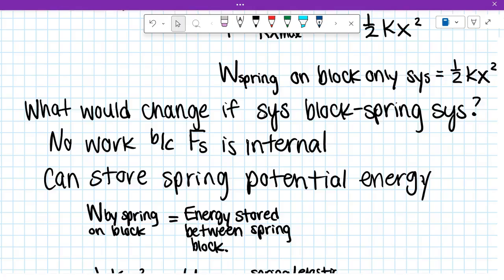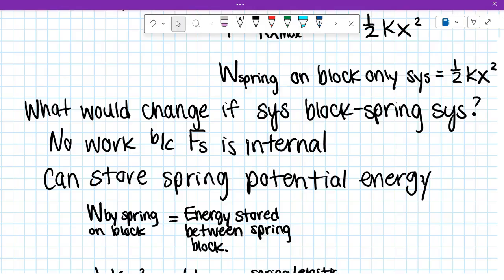So hopefully it makes sense to you that now that we have the block-spring system, that spring force is internal and therefore cannot do any work. And the benefit of having an internal force, other than the Newton's third law canceling type things, is that we can now store potential energy with that force. So because we're dealing with the spring force, we can now store spring potential energy. We saw with the work done by the force of gravity and gravitational potential energy that those two values are equal. So work done by internal forces is equal to the change in potential energies.